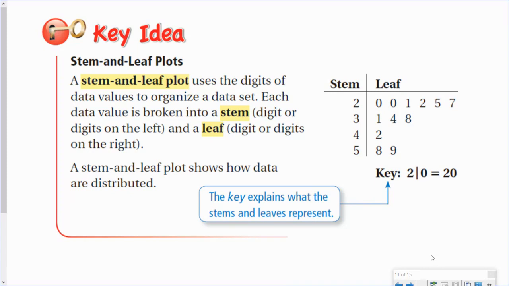Each data value is broken into a stem, which is the digit or the digits that are on the left, right here, and a leaf, which is a digit or digits on the right. All of these are leaves. A stem and leaf plot shows how data are distributed. The key explains what the stem and leaves represent. So this key with a stem of 2 and a leaf of 0 represents a 20. So when we would look at these as if they were test scores, we would use the first stem number, put it with one of the leaves, and the two numbers together would give you a test score.